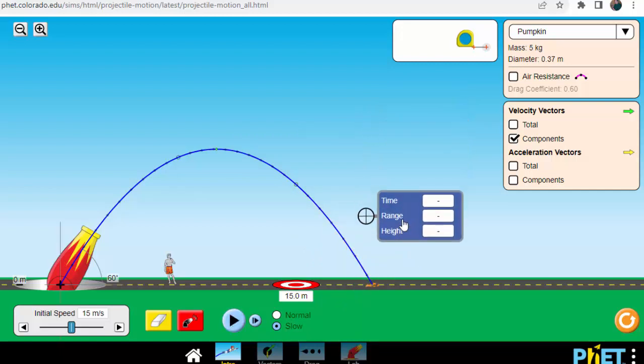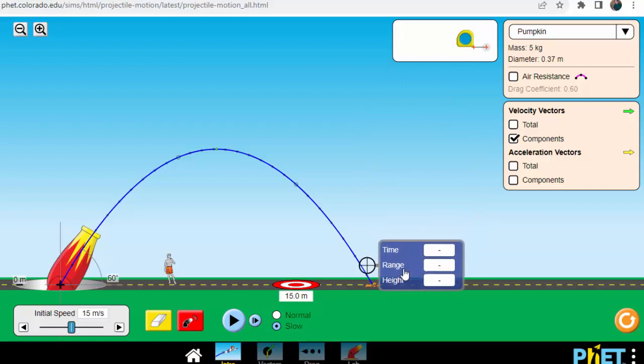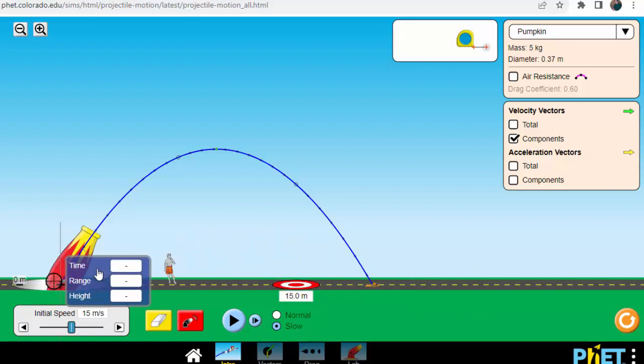Also, we can pinpoint the lowest point by bringing the gauge here to the end of the path and locating the 0 height. So the lowest point will be where the height is indicated by 0 meter. Of course, also the launching point will be 0 meter.